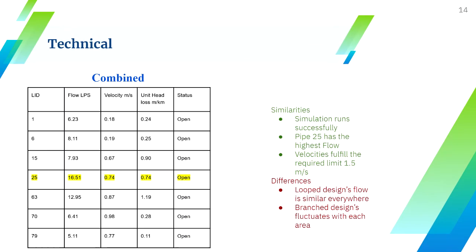In the next page, we can see the combined system and its fluid velocity and head loss. By looking at the numbers, we can see that the combined system has a lower fluid velocity than the branched, but higher than the loop system, which in turn makes the combined system the second most favorable option.